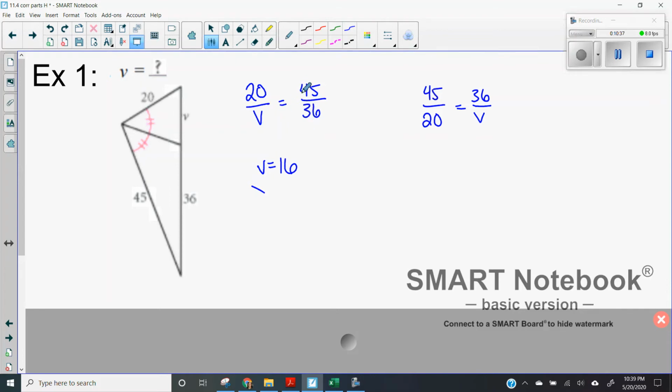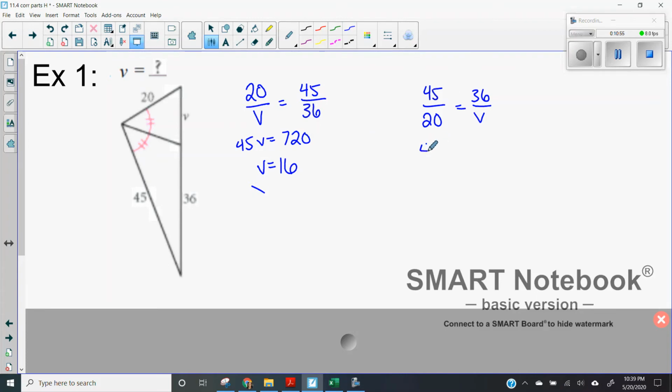When you cross multiply, notice you're getting the same exact thing. I'm going to get 45V equals 20 times 36. What is that, 720? I should be able to do that in my head, but let me double check. My mental math is going away. Yeah, 720. Okay.